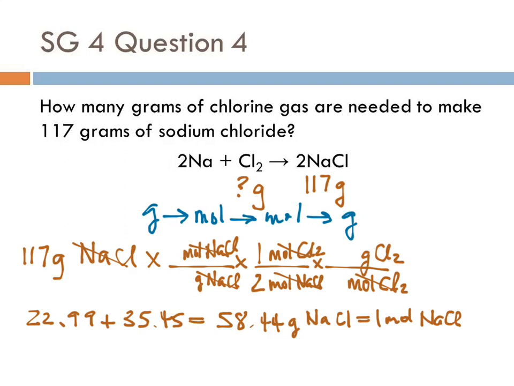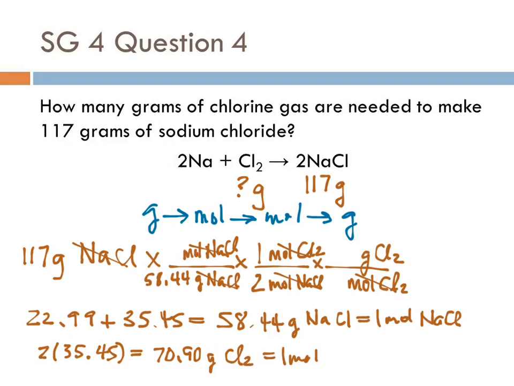So down here, I'm going to squeeze this in, 58.44. And then we need the molar mass of Cl2, which is 2 times 35.45, which I think is 70.90. It's grams of Cl2 equals 1 mole of Cl2. So that last term then is 70.90. I'll try that a little better. It's always nice for your writing to be legible to other people.